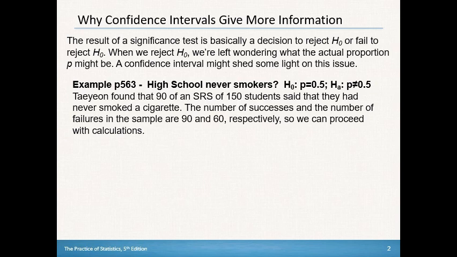Also notice that we have set up a null and alternative hypothesis: the null is that 50% of people have never smoked, and the alternative we're setting up is that it's just not equal to 50%. So it's a two-sided test in this case.